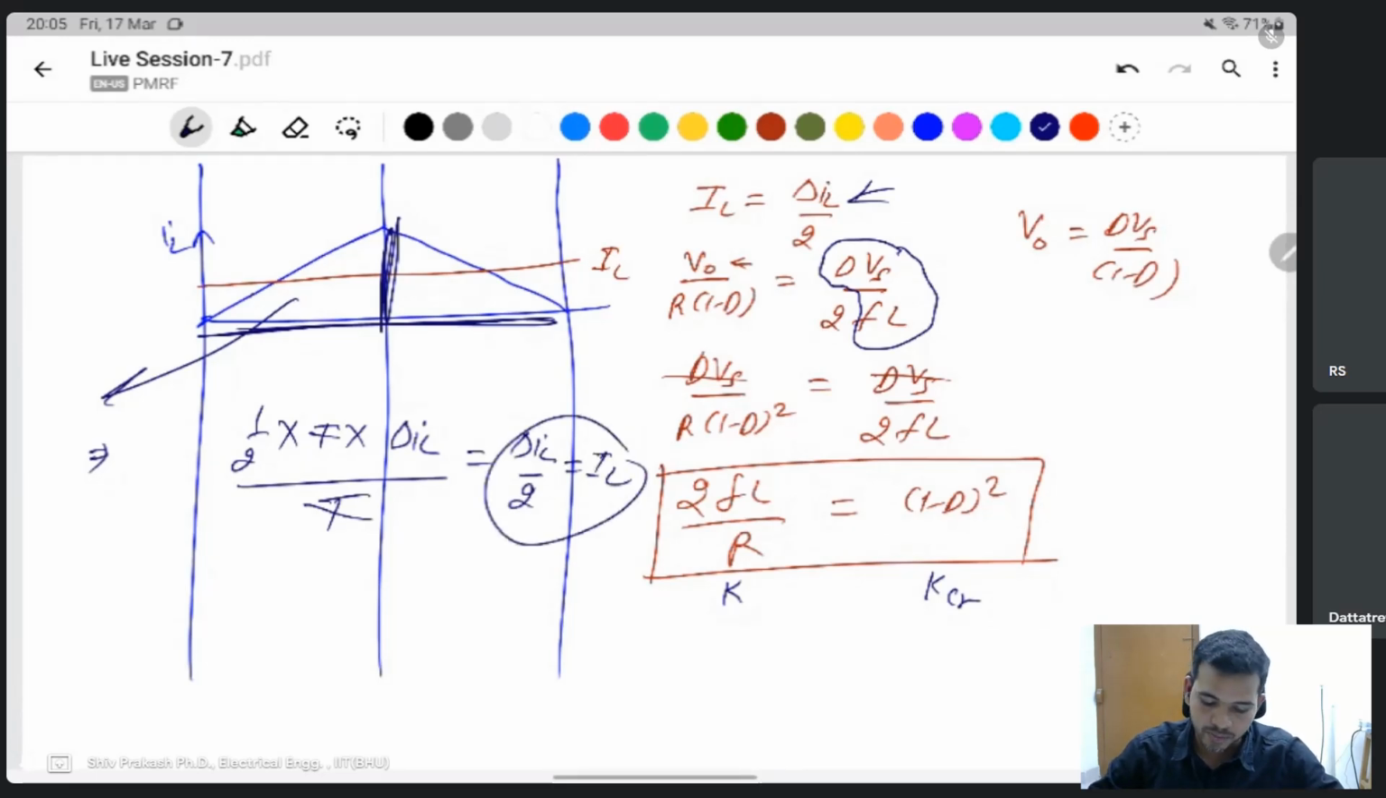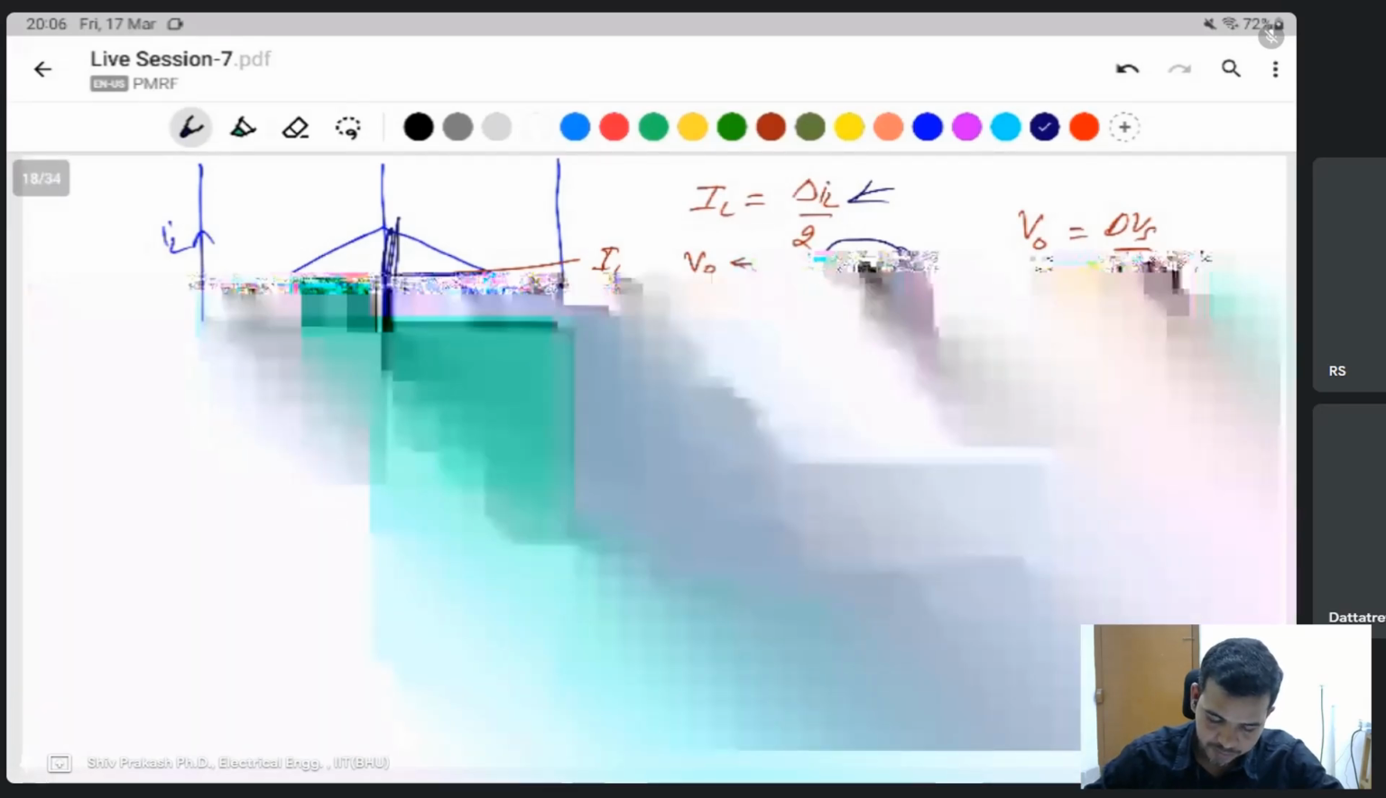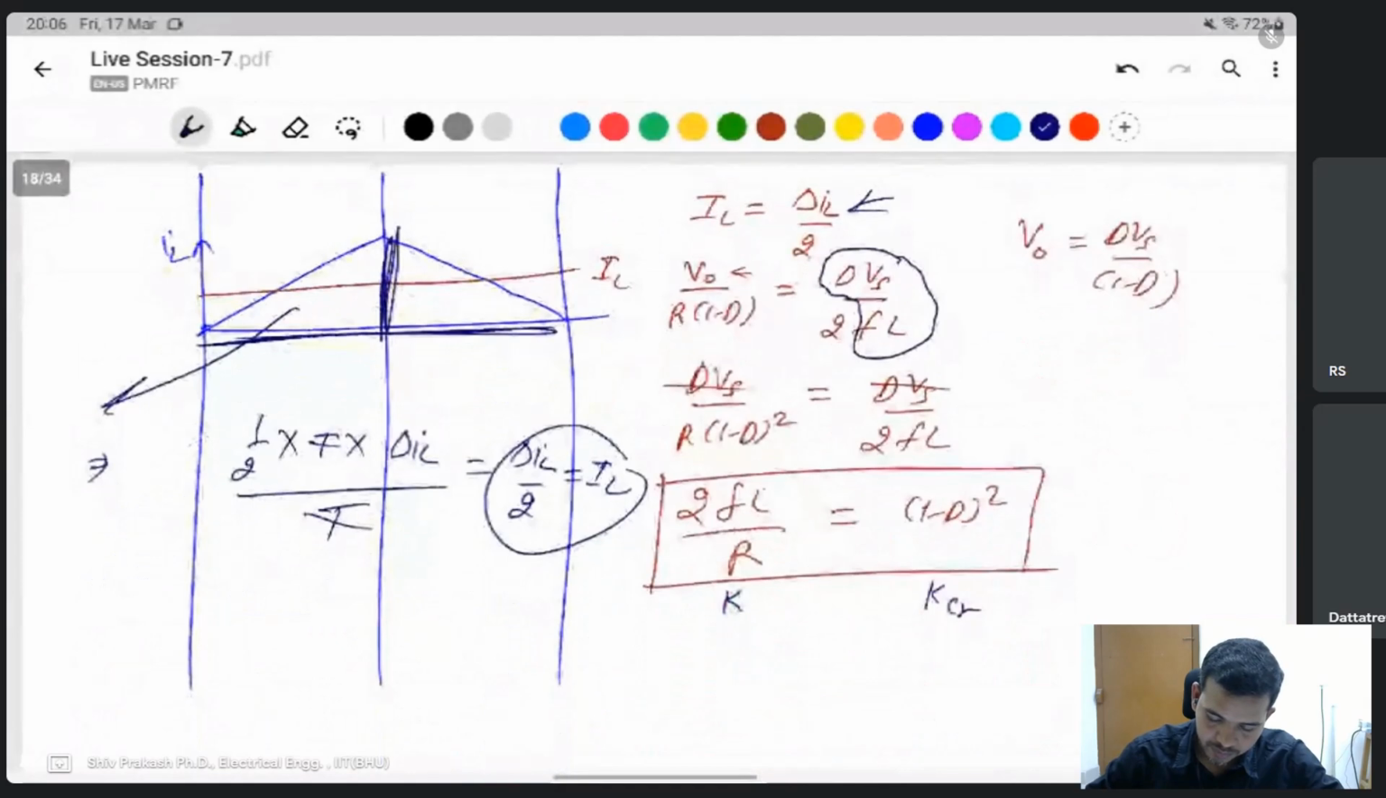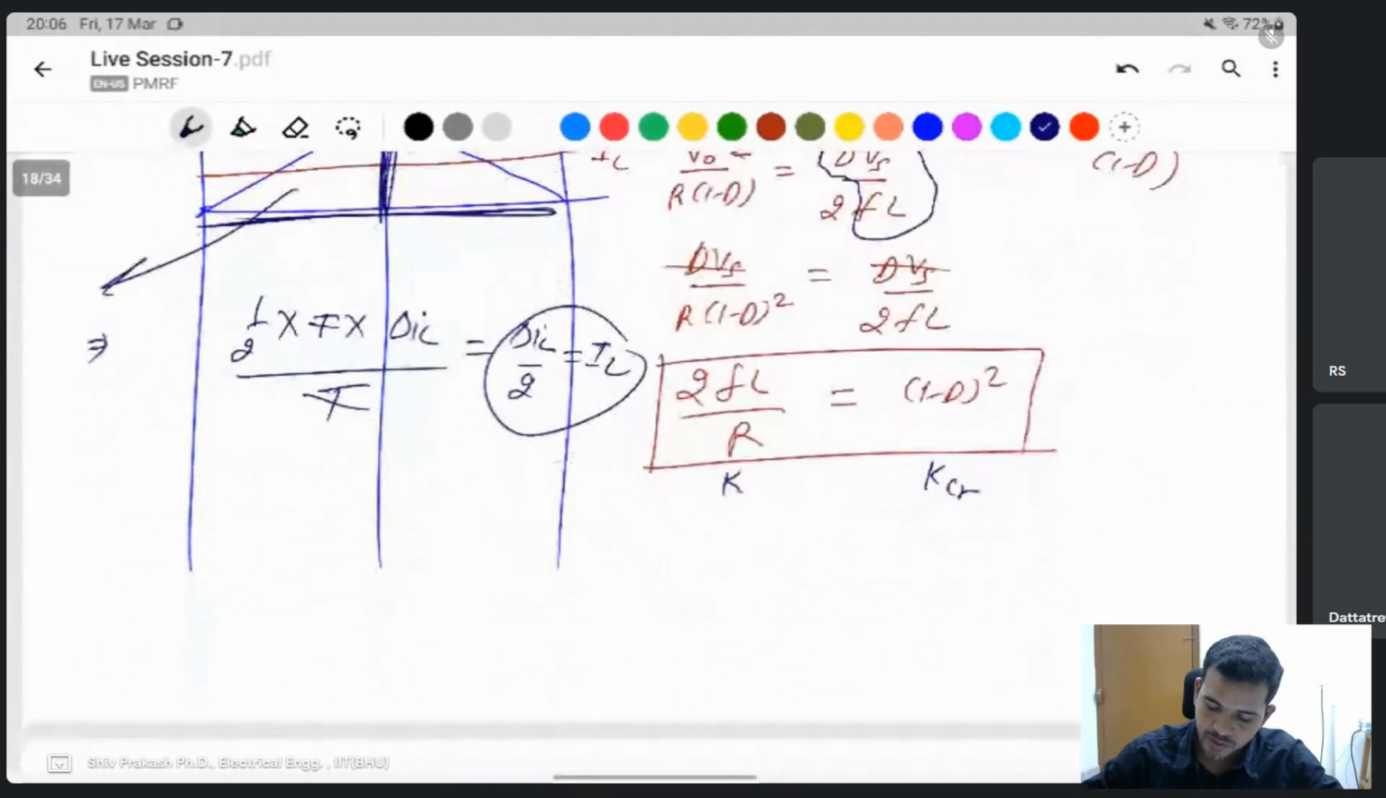In the boundary condition converter, take the average of this triangle. Any triangle area is half into base into height. So this condition, 2fL by R is equal to (1 minus D) square, is the condition.